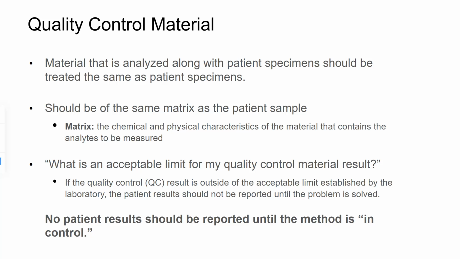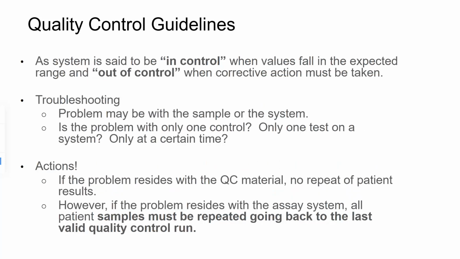What is an acceptable limit for my quality control material result? If the QC result is outside of the acceptable limit established by the laboratory, the patient result should not be reported until the problem is solved. No patient results should be reported out until the method is in control. A system is said to be in control when the values fall in the expected range and out of control when corrective action must be taken.